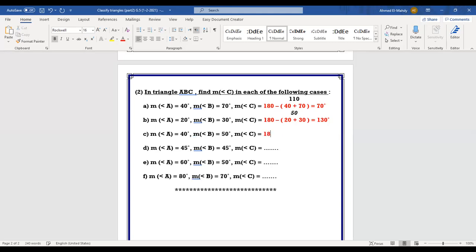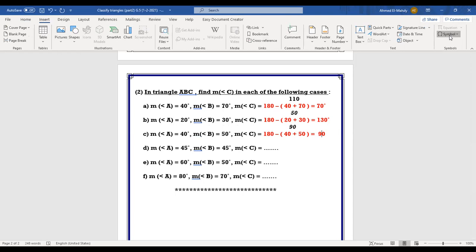180 minus, bracket, 40 and 50. 40 plus 50. Add firstly 40 plus 50, 90. Good. Then when we subtract 180 minus 90, what is the result? 0 minus 0 is 0, and 18 minus 9 is 9. The result will be 90. Thank you Abdelrahman.